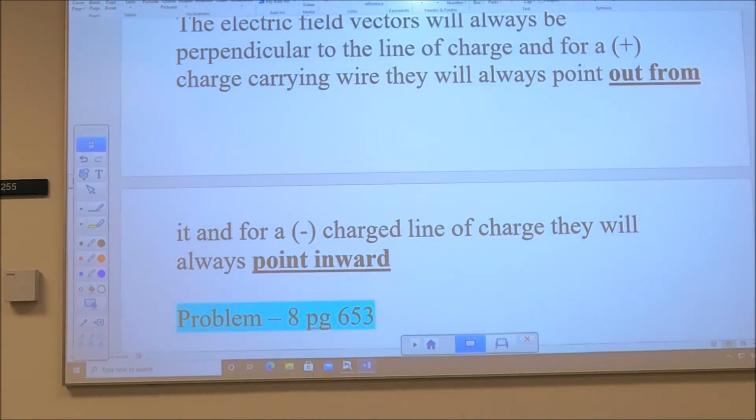The electric field vectors around the line of charge are always perpendicular to the line of charge. And if it's a positive charge on the wire, it's going to point out. If it's negative, it's going to point in. Just reminders. And let's look at problem 8 on page 653.